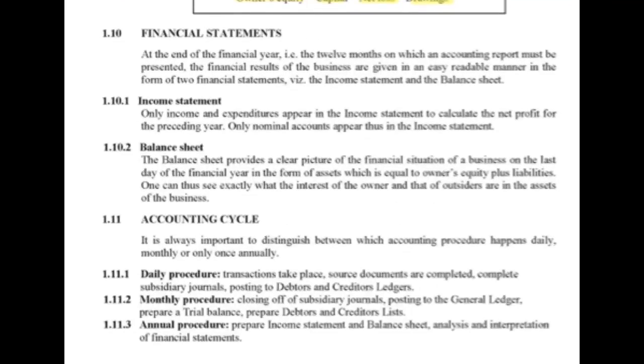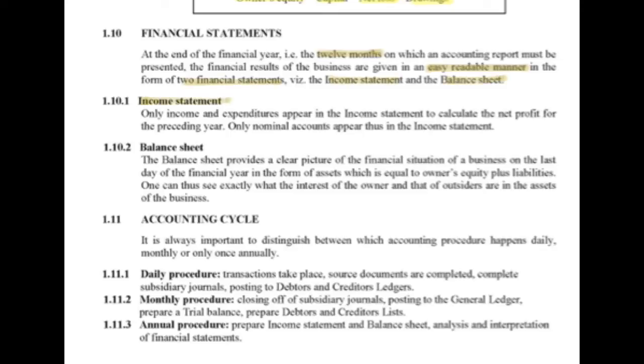Financial statements. At the end of the financial year, in other words, the end of 12 months, on which an accounting report must be presented, the financial results of the business are given in an easy, readable manner in the form of two financial statements, in other words, an income statement and a balance sheet.